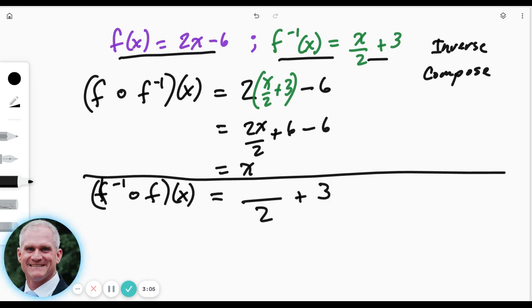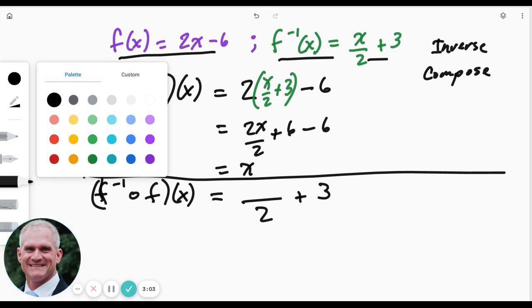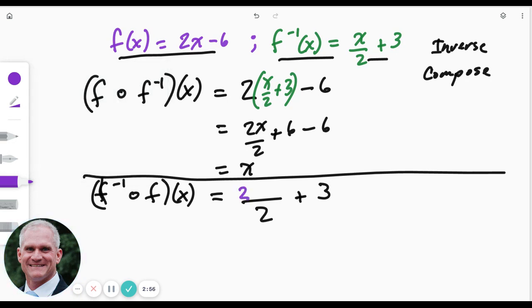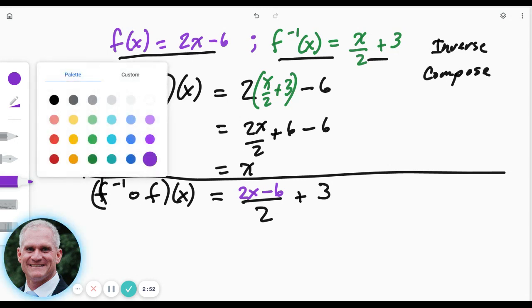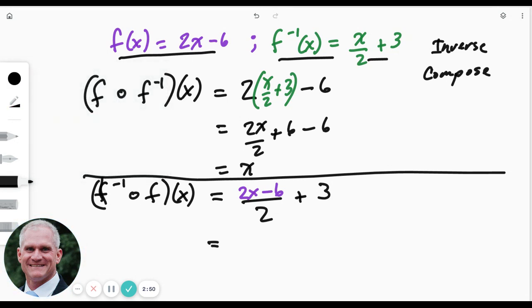Well, what we put in here is our blue function, or if that's purple, forgive me, I'm colorblind. That's going to be 2x minus 6 plus 3. Now let's solve that. We get 2x over 2 minus 3 plus 3 equals x.